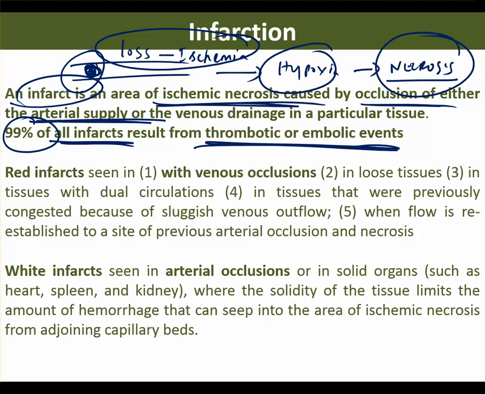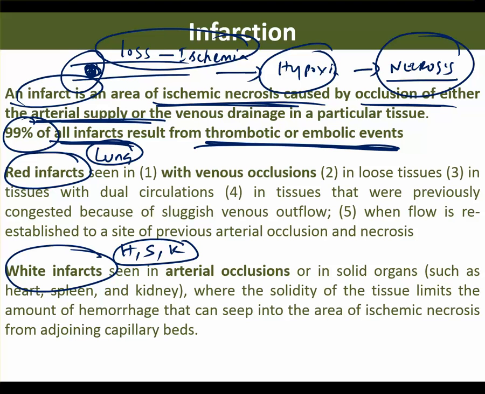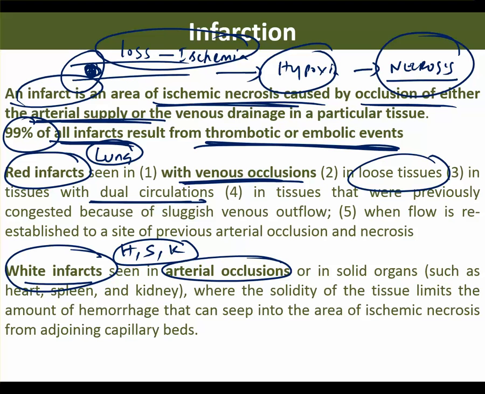So when we see the infarct, we look at the color of the infarct. If it is red in color, we call it red infarct. If it is white, we call it white infarct. Especially in the lung, you see red infarct. In the heart, spleen and kidney, you see white infarct. Because in the lung, the occlusion is on the venous side, it is loose tissue and they have dual circulation. Whereas in white infarct, the occlusion is arterial and it is a solid organ.